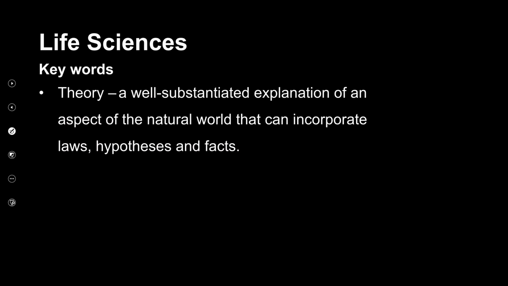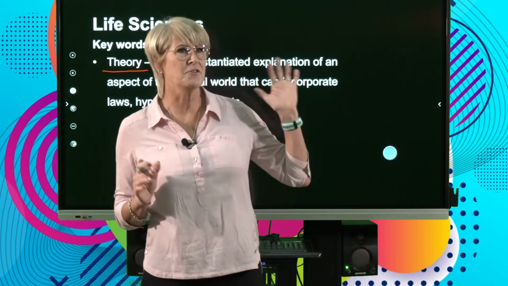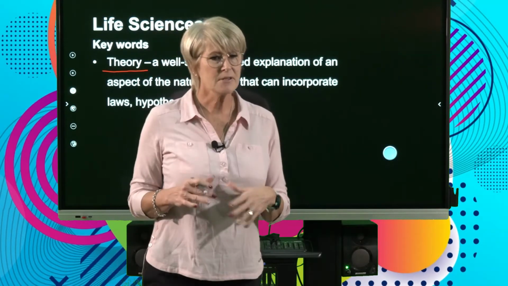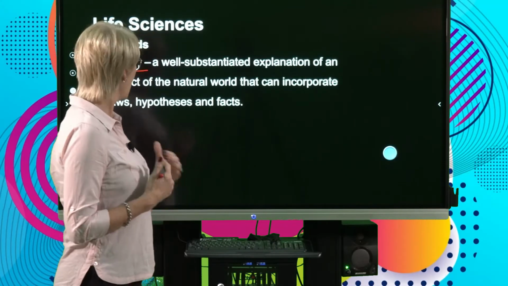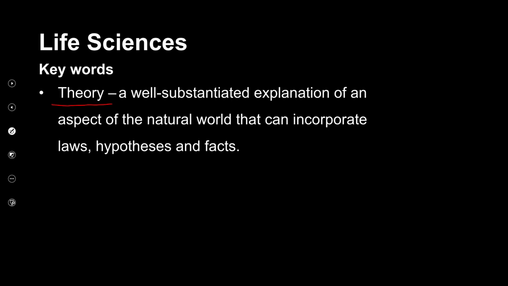Right, then we're going to have a look at the term theory. A theory is a well-substantiated explanation of an aspect of the natural world that can incorporate laws, hypotheses, and facts. So a theory isn't just something that somebody thought about and said, okay, I have a theory. In a scientific theory, we have laws, hypotheses, and facts that actually back up that theory.